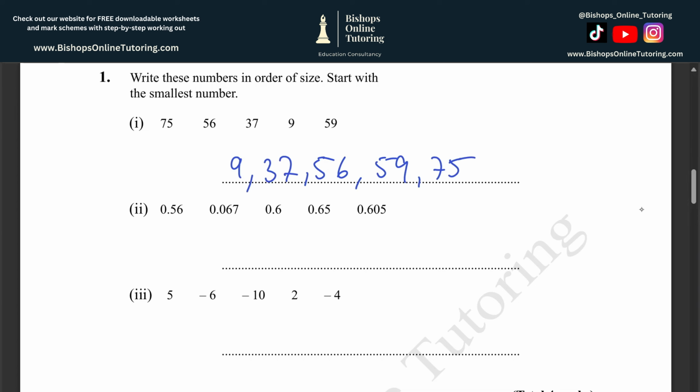then 75. This one's quite simple, so I didn't really bother, but generally what you want to do is as you have used each number in a position, like the first smallest, second smallest, third smallest, and so on, try crossing them off. It'll make it a lot simpler and a lot easier to not get confused.